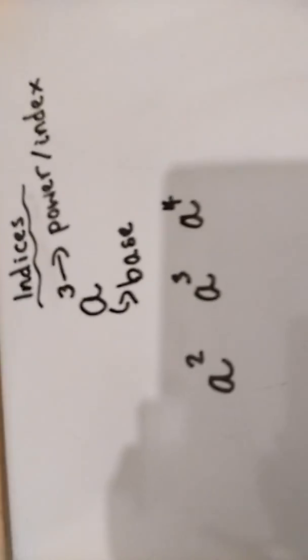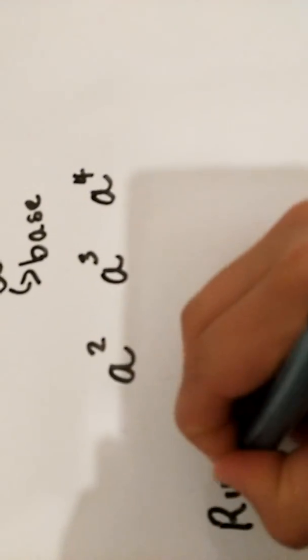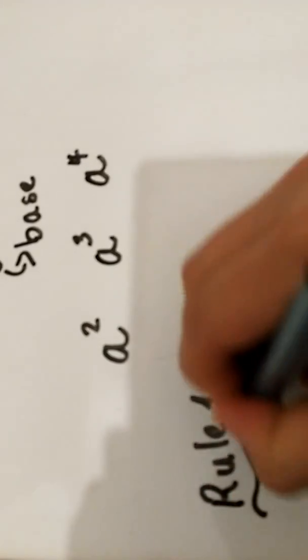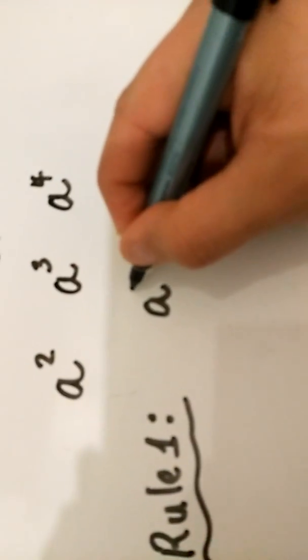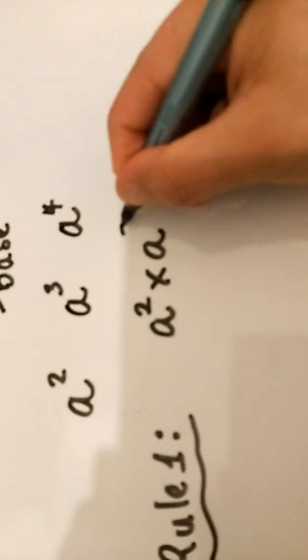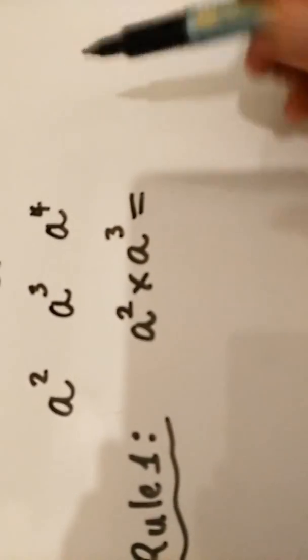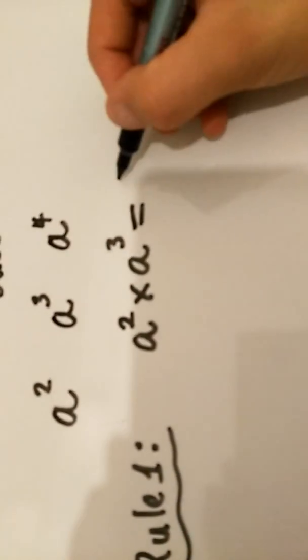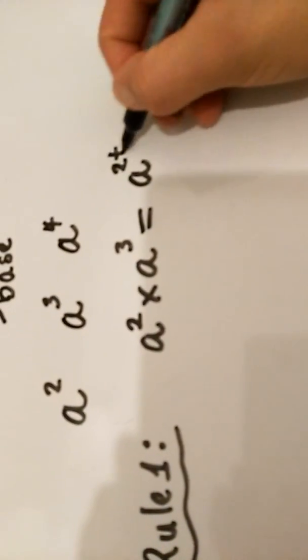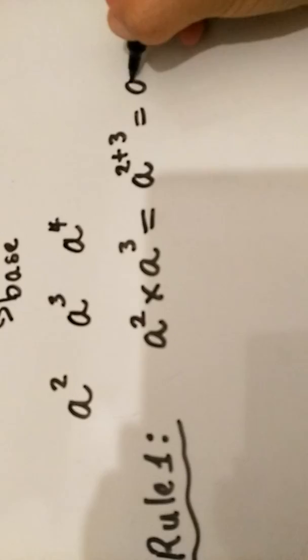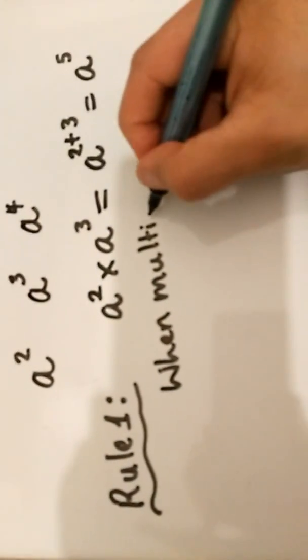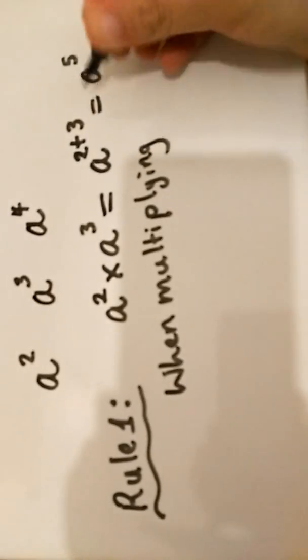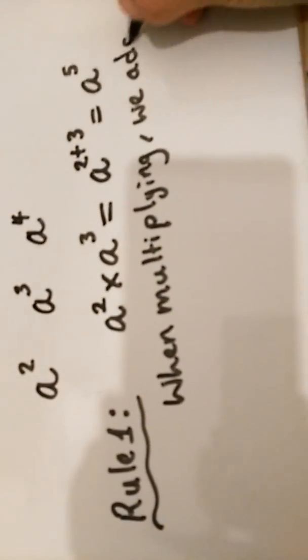Okay, so the first rule of indices, rule number 1. When we're multiplying indices, so if we've got a squared times a cubed, what we do is we actually add the powers. So it becomes a to the power of 2 plus 3, and that gives us a to the power of 5. So rule number 1 is when multiplying, we add the powers.